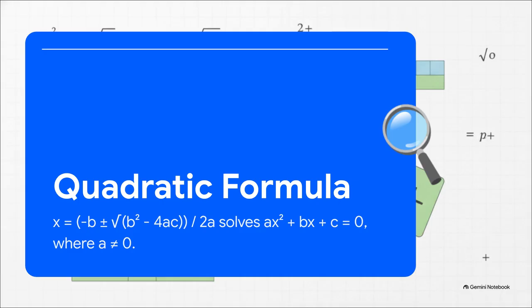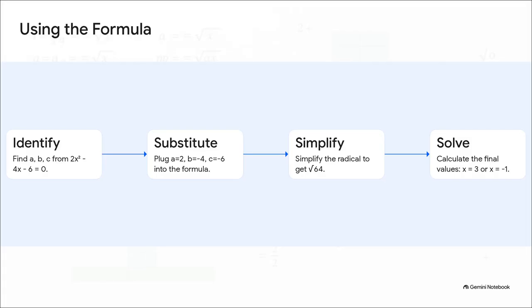It's used to solve any quadratic equation written in standard form. But look closely at that condition at the end, where a does not equal 0. Why is that absolutely crucial? Well, if a were 0, we'd be dividing by 0 in our denominator, which totally breaks mathematics. Plus, if a is 0, it isn't even a quadratic equation anymore, it just becomes a linear one. Let's put this universal shortcut to work on a brand new example.